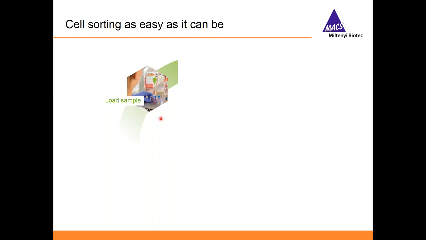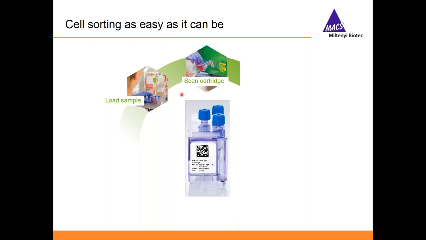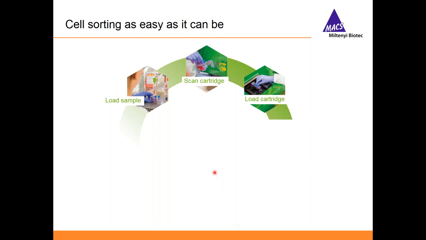So actually, you simply have to load your sample of interest into the cartridge, going through a pre-filter system. And then once you have your sample inside the cartridge, you can scan it with this barcode scanner here. Our cartridges have barcodes at the side, which have all the information about the cartridge, the microchip type, and so on. So all the settings are brought into the right configuration after the scanning process. Then you simply load the cartridge into the instrument, into the cooling chamber here. You press the start button, and you have an operator-free sorting process.